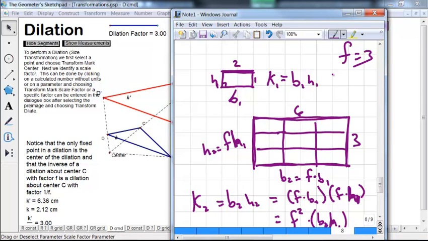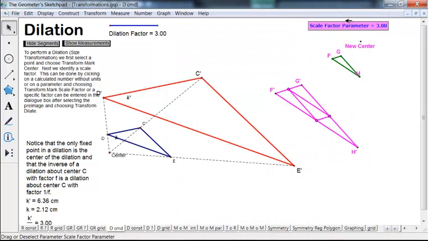Well, this works in general for any figure, not just rectangles. You could go through the same kind of argument for triangles as well. But it turns out that it's a factor of f squared.